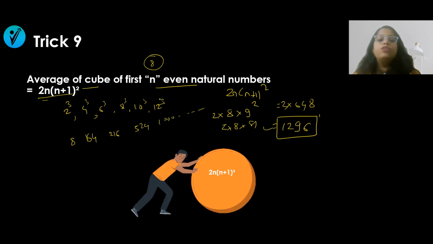So if I need the average of cubes of the first 4 even natural numbers, for example, n is 4, how will you substitute? 2 into (4 plus 1), means 5 square. 2 into 4 into 25. 25 fours are 100, 100 twos are 200. So your answer will be 200.